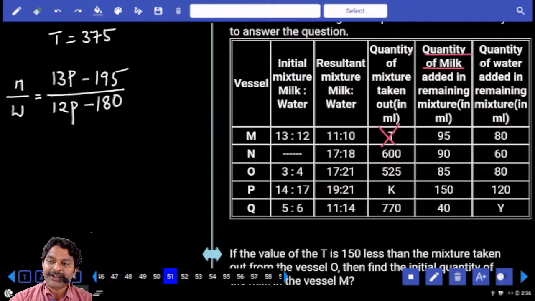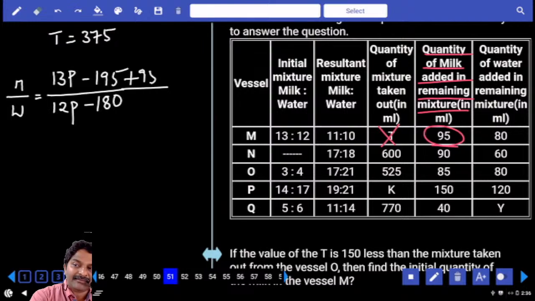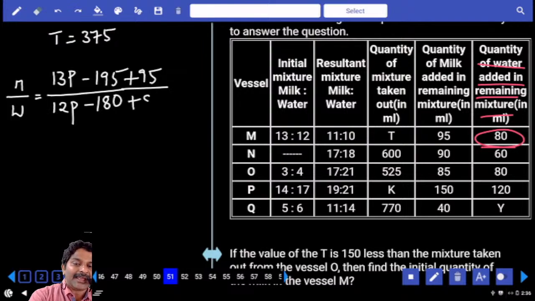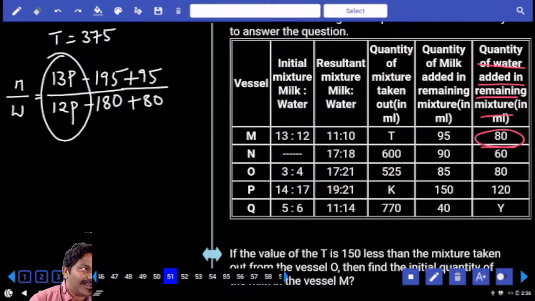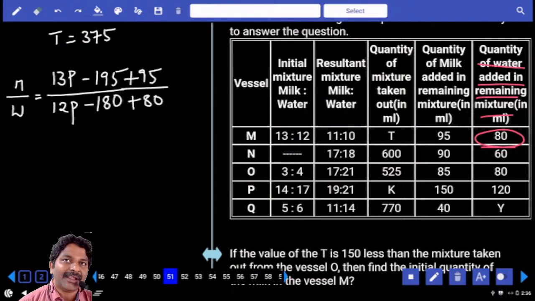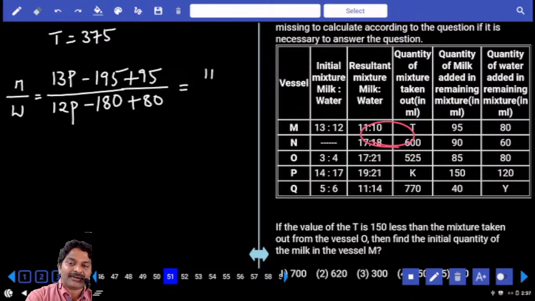Then quantity of milk added to the remaining mixture. How much milk are we adding? 95 ml. And water added to the remaining mixture? 80 ml. This is the initial mixture of milk and water. 375 is taken out. In that 375, 195 milk and 180 water will be there. Then milk and water were added here. This is the final component of milk and water. Agreed or not? How much is that quantity? That is equal to 11 by 10. One variable. If you solve it, you will get the 1 part value.